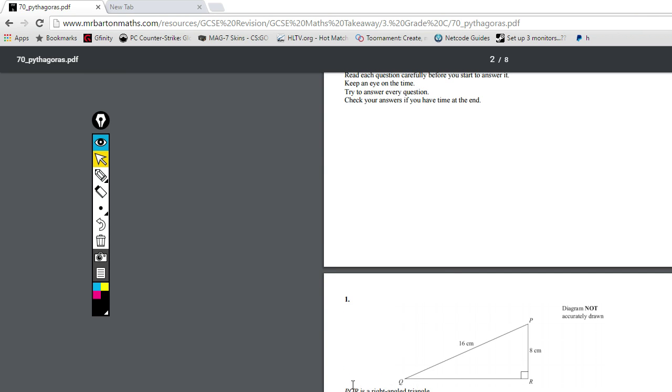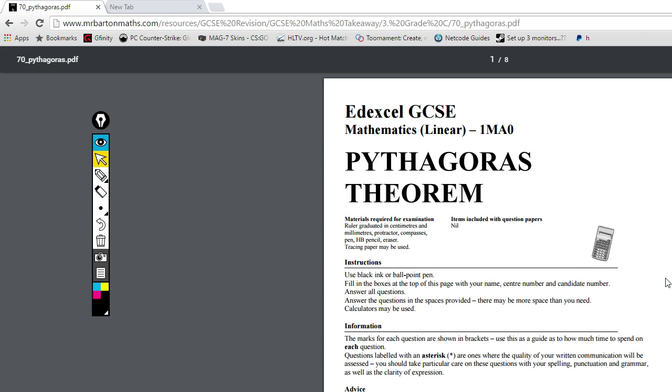PQR is a right angled triangle. Here we have PQR. PQ, which is here, equals 16 centimeters. PR equals 8 centimeters. Calculate the length of QR. Give your answer correct to two decimal places. So, I always find when it says two decimal places, write down your full answer on your calculator. And this is for a calculator as well.